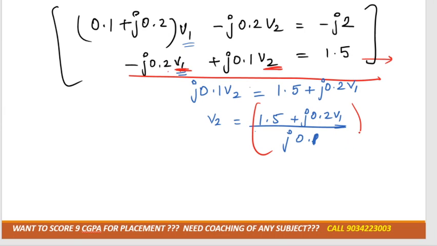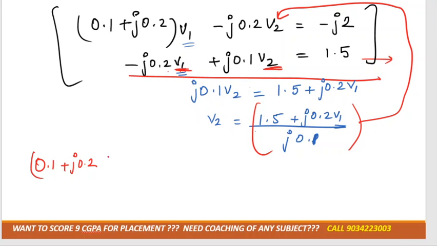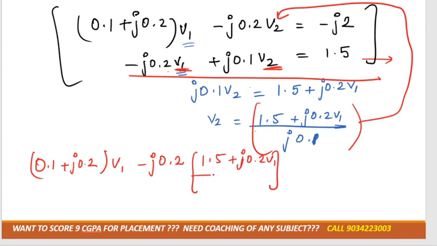Okay, it's simple now. Then do it. V2 we can substitute here. So it would be 0.1 plus j0.2 V1, right? As it is, minus j0.2 is equal to minus j2, right? Solve it further.